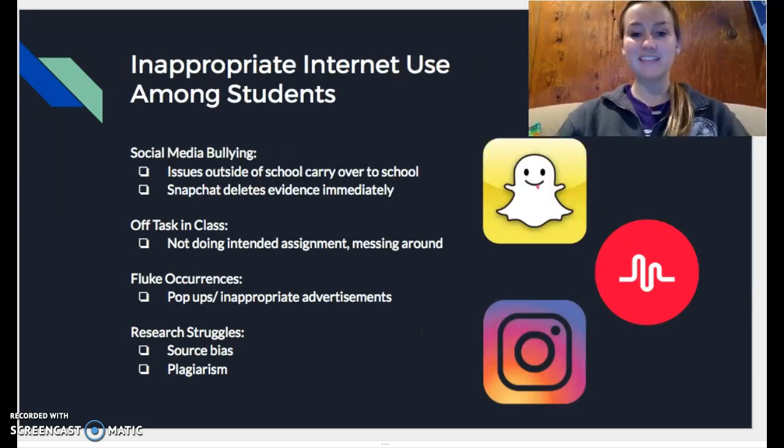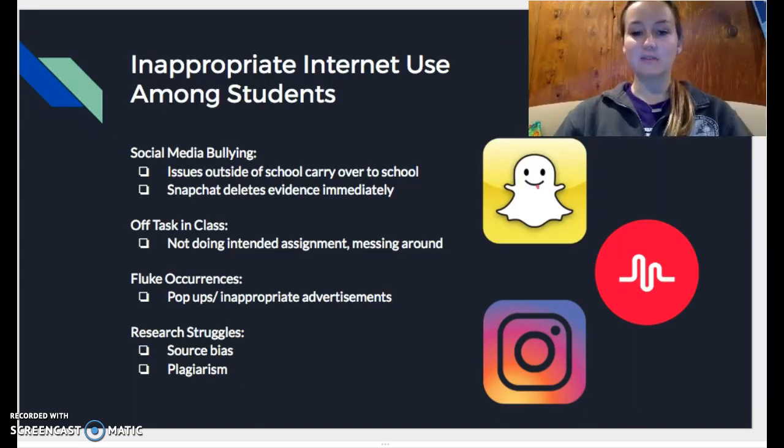So inappropriate internet use among students. I had a huge problem with this last year with kids making kind of bullying or threatening remarks on social media. So issues outside of school can carry over into school, which is a negative consequence of technology. And then Snapchat, which my students all love to use, if it's a video, deletes that evidence immediately, so you can't even really prove that a student said something or did not say something.